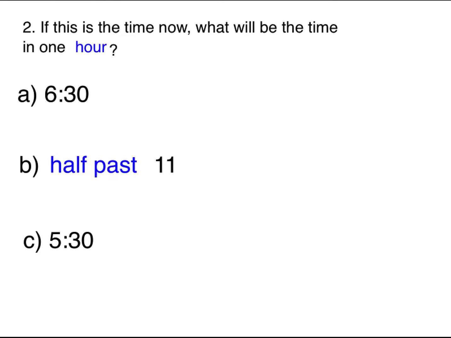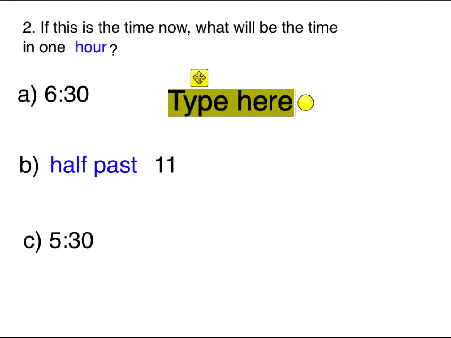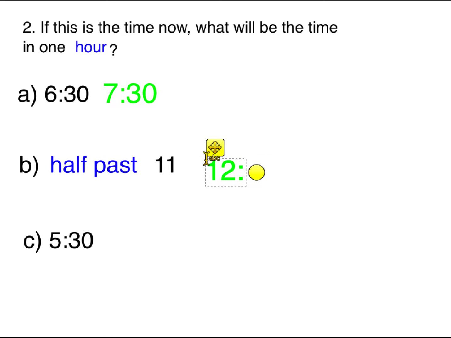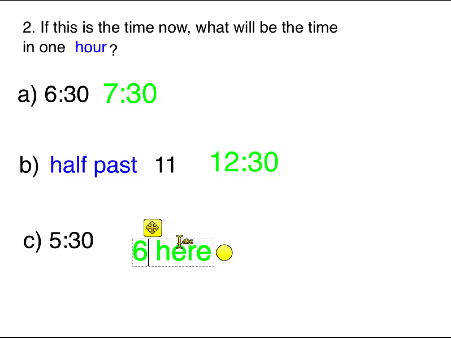So 6:30 or half past 6, half past 11 or 11:30, 5:30 or half past 5. What's it going to be 1 hour later? 1 more than 6 is 7. So half past 7 or 7:30. Half past 11. What's 1 more than 11? 12. 12:30 or half past 12. 1 more than 5 is 6. 6 here? No.